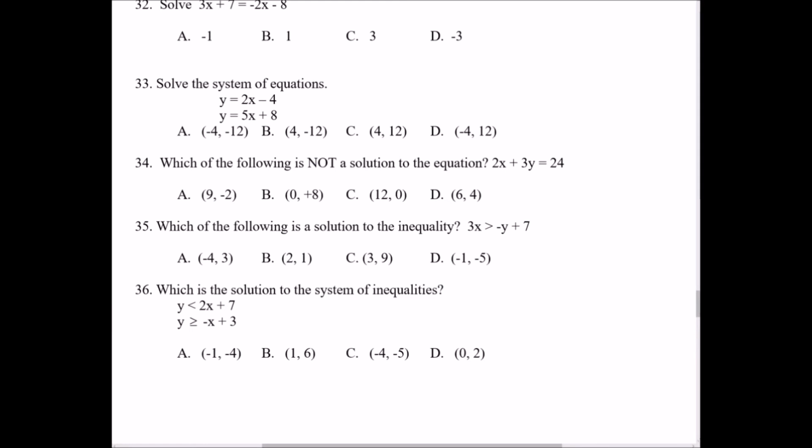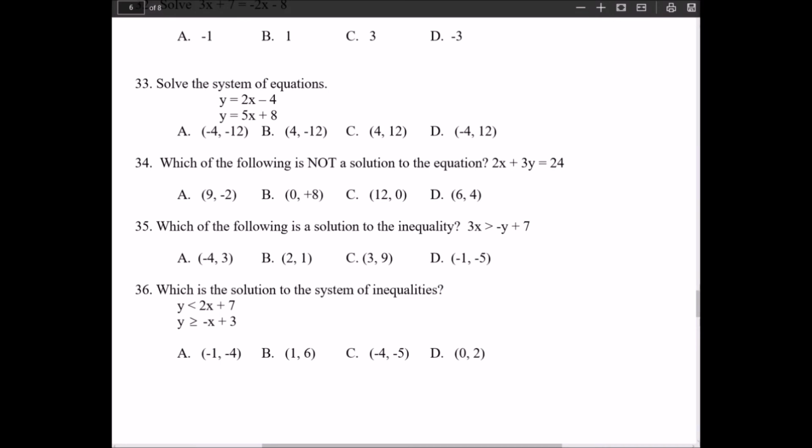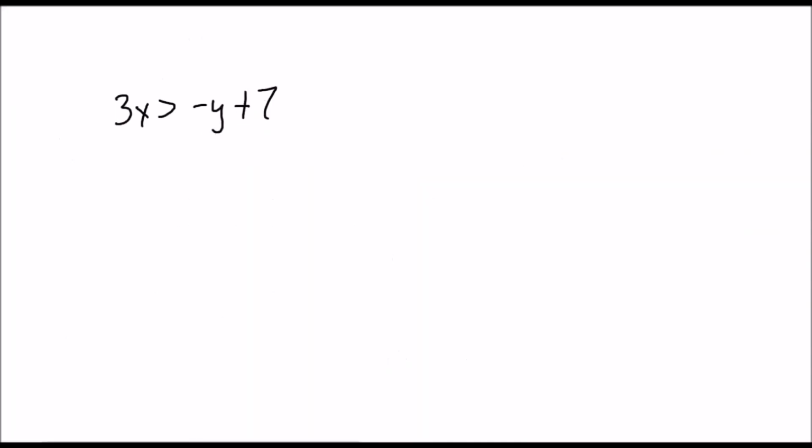Well, without going on any further, we have 3x is greater than negative y plus 7, I believe. Yep. And we want to know which of the following is a solution. And then we'll do it point by point instead of waiting it out, since we got lucky last time and it was option A. So we're going to test first negative 4, 3.